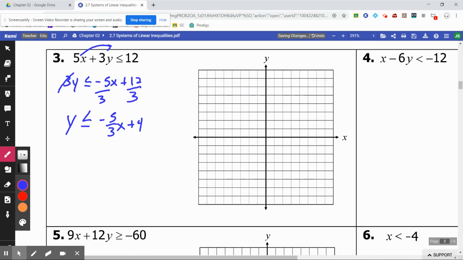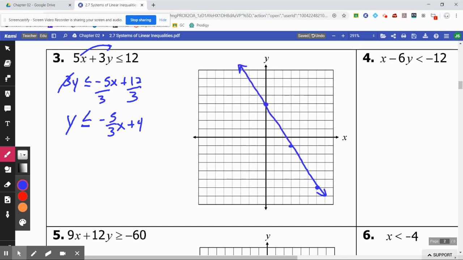Plot your 1, 2, 3, plus 4 on your y-axis. -5/3 is your slope, so go down 5 over 3. Make sure it's downhill. 1, 2, 3, 4, 5, 1, 2, 3. Continue doing that until you have enough points. Since it is or equal to, that's going to be a solid line.